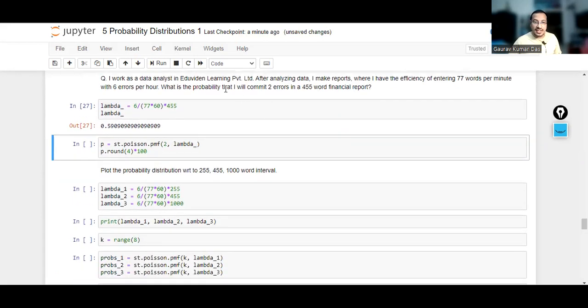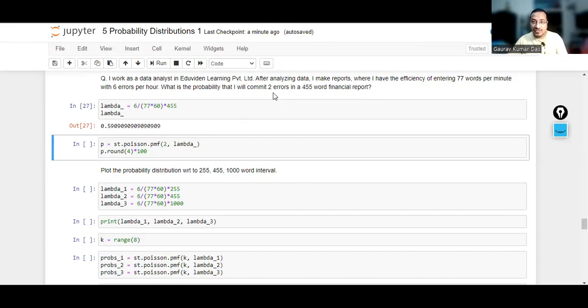Now the question is asking the probability that I will commit 2 errors. As I told you, just like in binom, my K parameter can be a single number, or it can be an array of numbers. If you put a single number, it will give you the probability with respect to that number of events, or if you put in an array, it will give you all the probabilities with respect to all the events in that array.